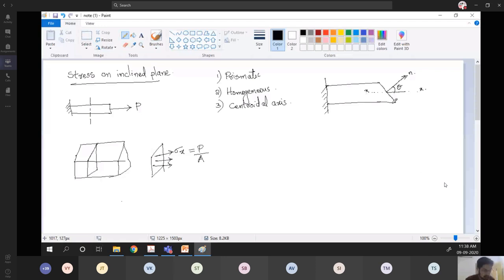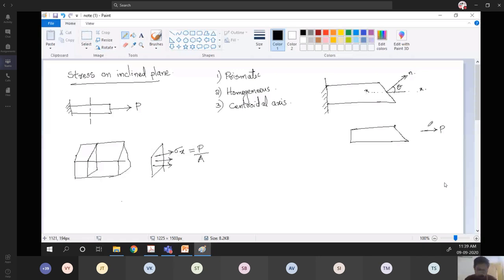So in this case, we have a load acting here, and we are assuming that there is a stress distribution here. The resultant of all these forces is the capital P. Again I made a mistake, it's an inclined plane.